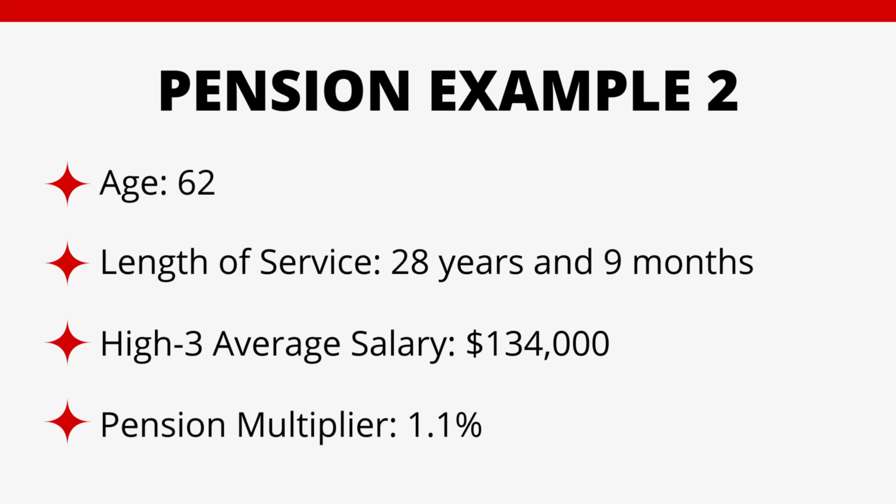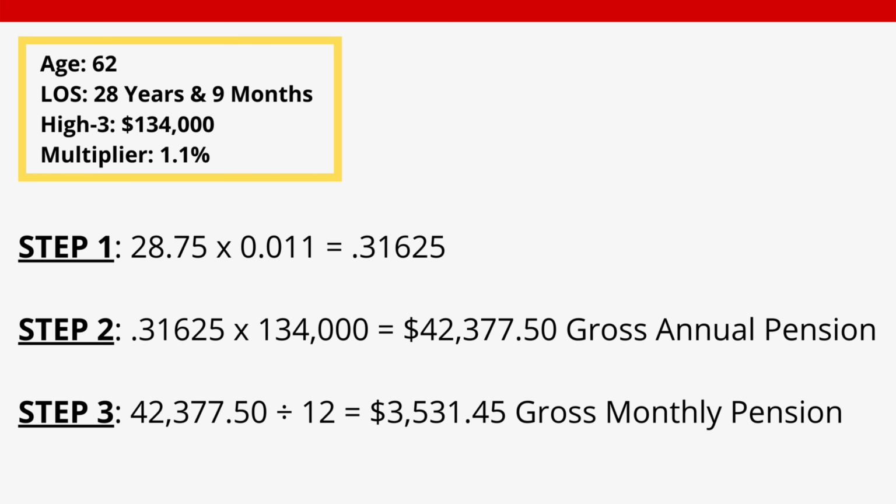At that point, Michael will be age 62. His length of service will be 28 years and 9 months. His high 3 average is projected to increase to $134,000 because of cost of living adjustments, and his pension multiplier will increase to 1.1%. Step 1 is to multiply the length of service by the pension multiplier. That equals 0.31625.